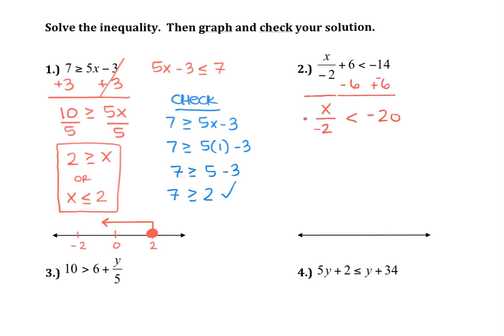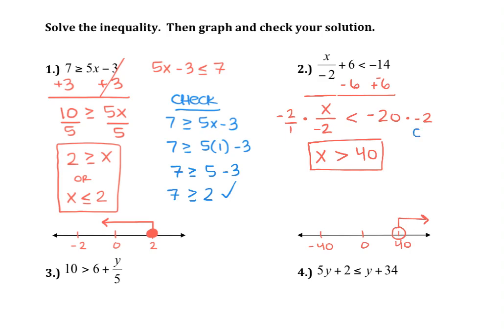Then I have division, so I'm going to undo it with multiplication, and I'm multiplying each side by negative 2 or negative 2 over 1. Now, I am multiplying each side by a negative, so I need to flip my inequality sign. So I get x is greater than 40 as my answer. So on my number line, I put 0, 40, and negative 40. This is an open circle because 40 is not included in the answer. And the arrow goes to the right because it is greater than.